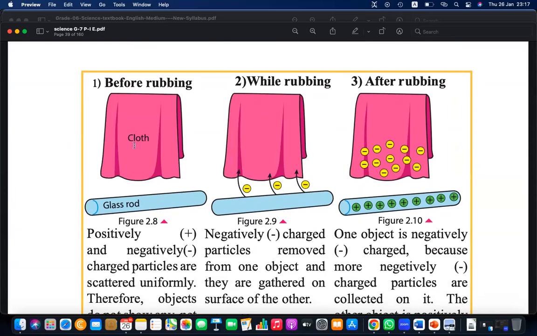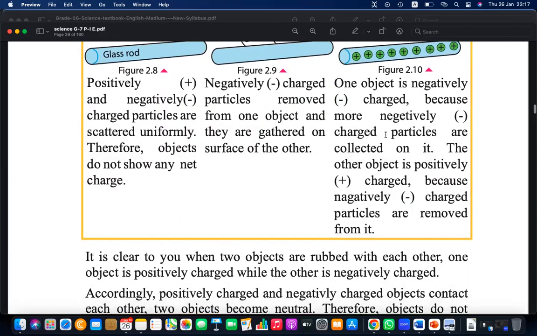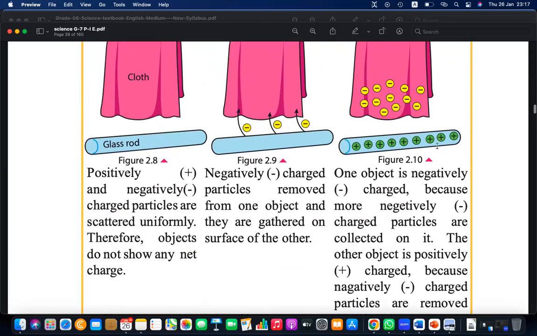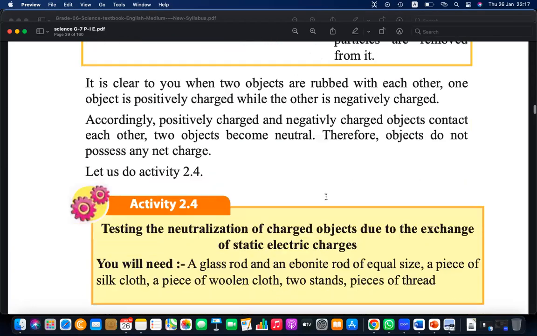When you are rubbing using the cloth, the pluses will come to the glass, and the negatives will be there in the cloth. That is how this charge happens, the positive charge and negative charge. This is basically an exchange. These positives will jump from the cloth to here and negatives will jump from here to the cloth. That is what happens when you are rubbing against it.